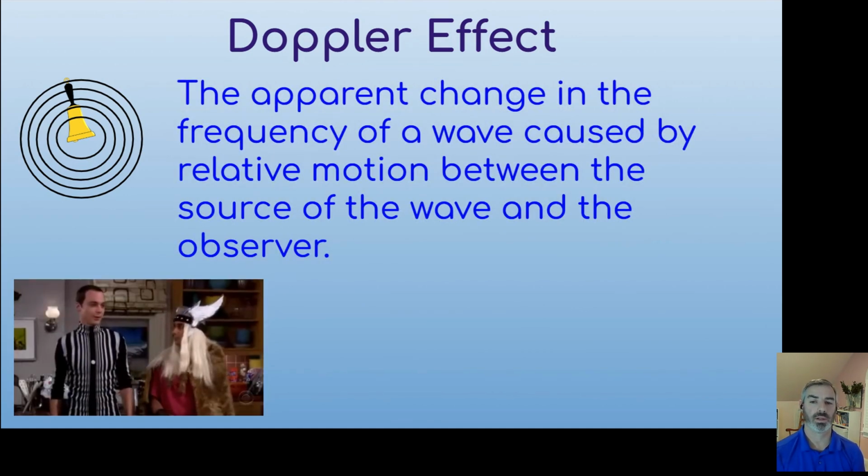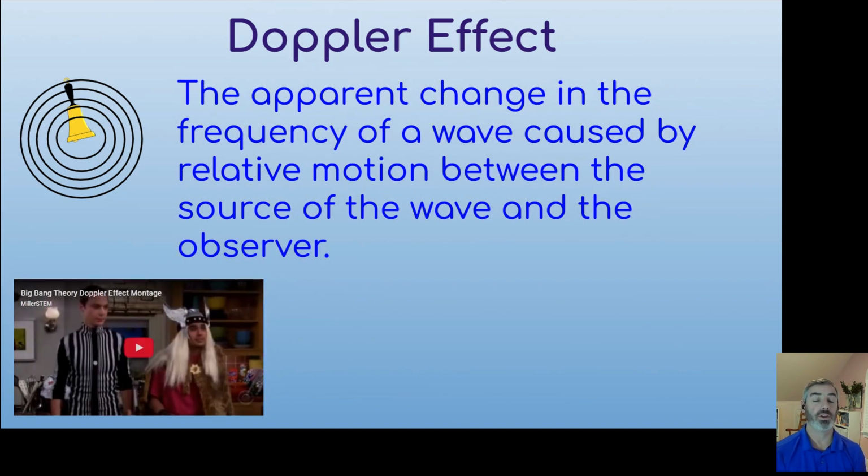It's the apparent change in the frequency of a wave caused by relative motion between the source of the wave and the observer. So if you didn't catch that, I put the text on there. It's the apparent change in frequency of a wave caused by the relative motion between the source of the wave and the observer. So let's look at an example of this.